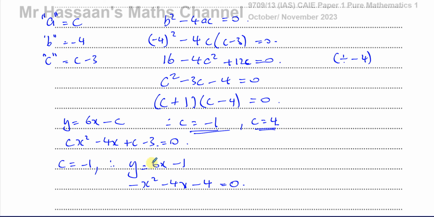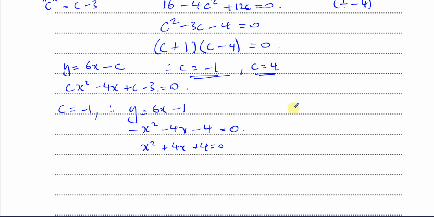Now, if I rearrange this slightly by multiplying everything by minus 1, x squared plus 4x plus 4 equals 0. When you factorize it, this is going to give us a repeated root of x plus 2 times x plus 2. So you have x plus 2 squared equals 0, so x equals minus 2.